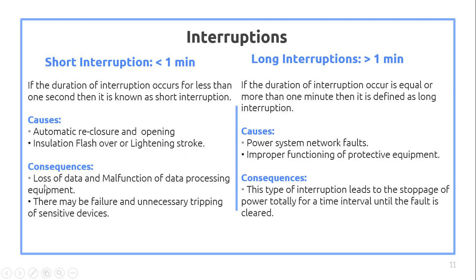Consequences: loss of data and malfunction of data processing of the equipment. There may be a failure and unnecessary tripping of sensitive devices. Causes for long interruption: power system network faults, improper functioning of protective equipment. Consequences: this type of interruption leads to the stoppage of power totally for a time interval until the fault is cleared.